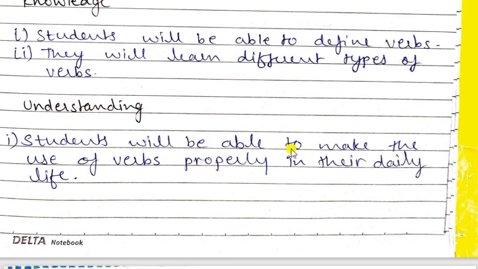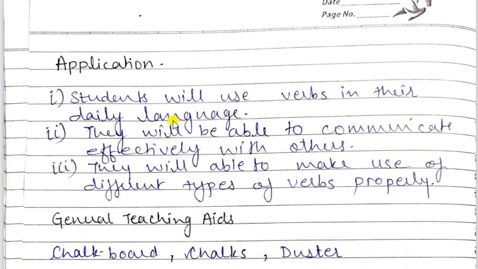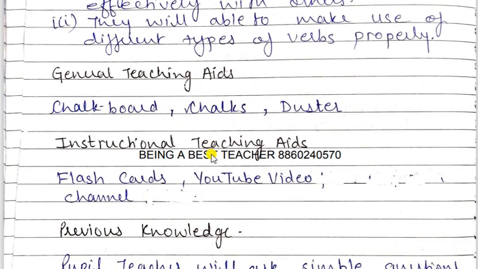Understanding based, students will be able to make the use of verbs properly in their life after understanding them, right? And then application, they are using in their daily language, communicating effectively with everyone using verbs, and they are using different types of words properly in their vocabulary, right? So these are the application based objectives, right?